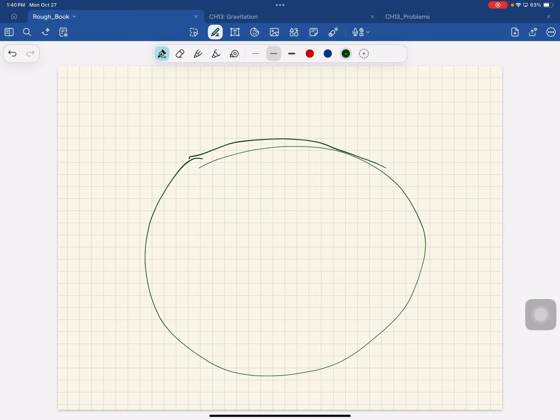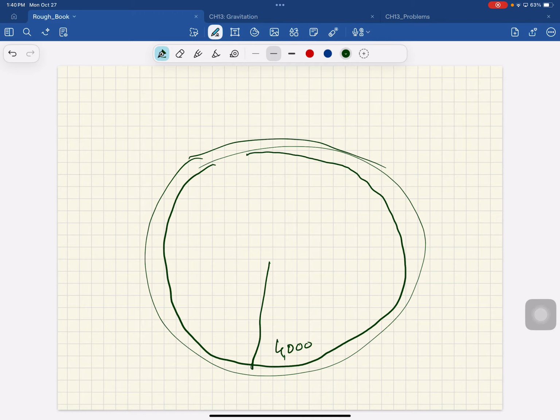Okay, what is the radius of the Earth? 4,000 miles. The tectonic plates are the top 40 miles, so that's 1%. This is broken up into shells.